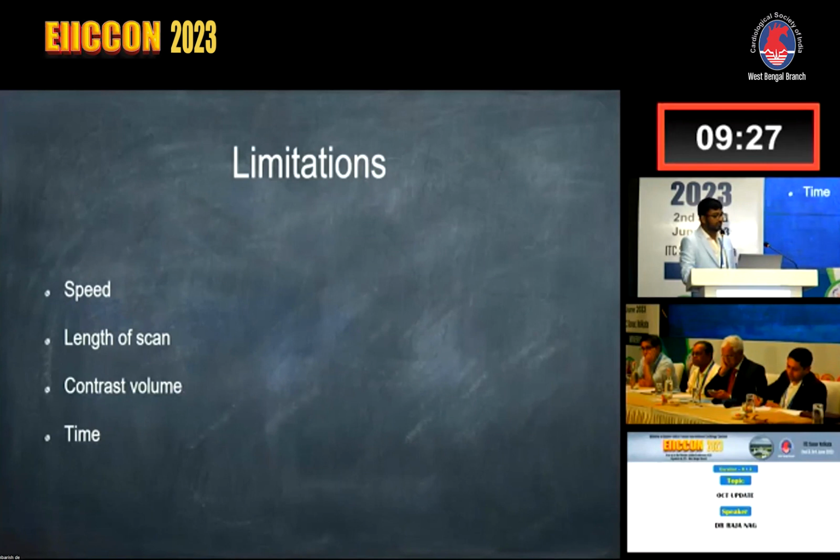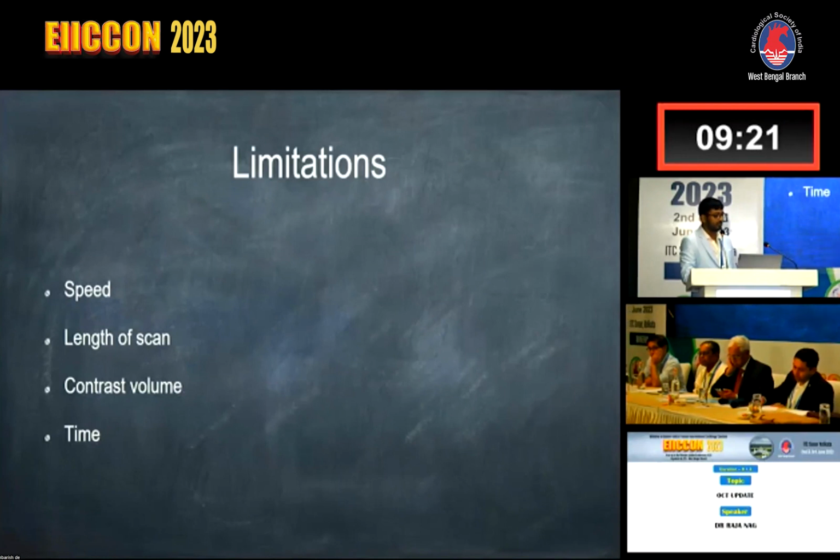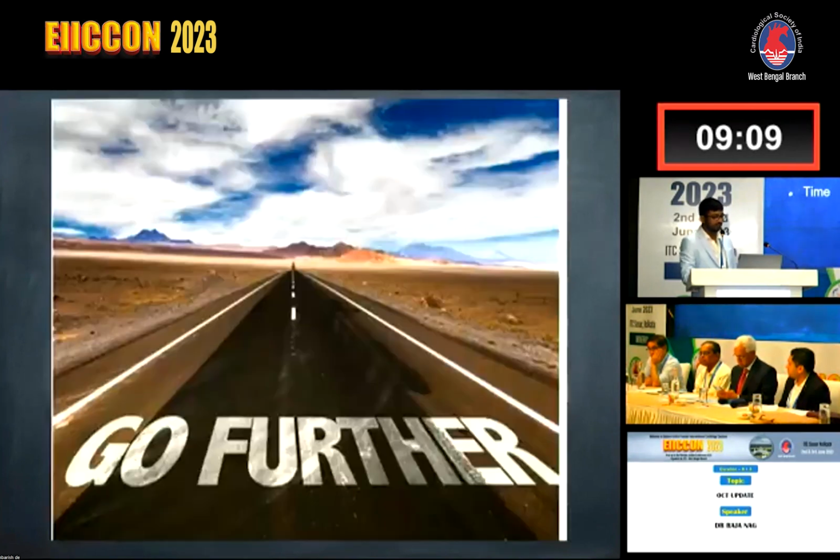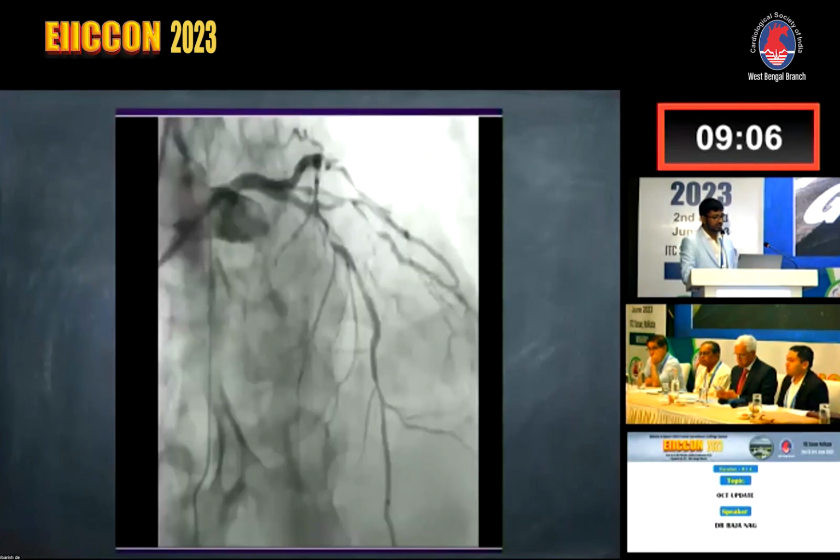One is speed. One is the length of the scan. It is limited. If you have a long LAD, then we have to take 2 runs instead of 1. Then we are worried about the volume of contrast which we give in patients who have nephropathy or renal dysfunction, and the time consumed. So let us see what can be done about all these problems.